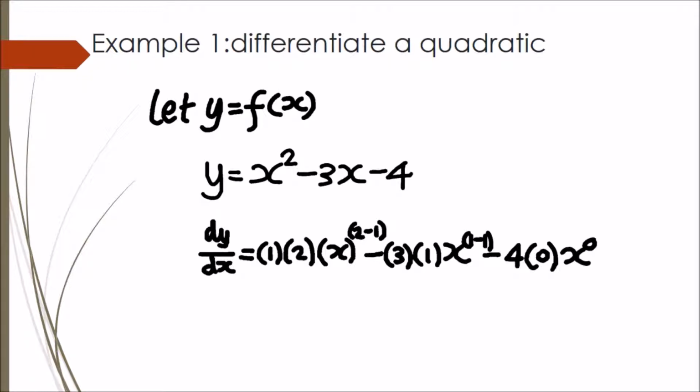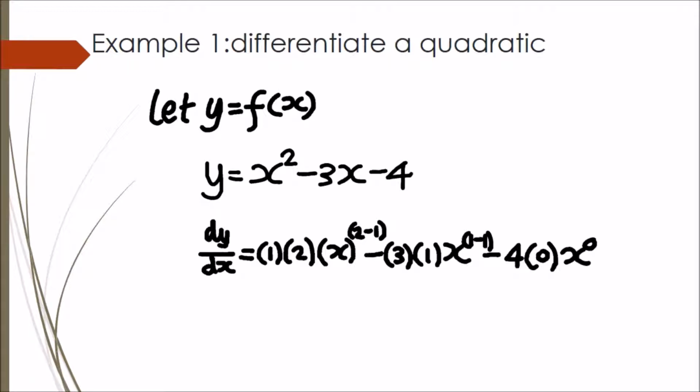Then do the same with the second term. The coefficient is 3, so multiply it by the power of x, which is 1, leaving us with a coefficient of 3. And then take away 1 from the power, leaving us with 0. And anything to the power of 0 just becomes 1. So the second term becomes 3 times 1, which equals 3.